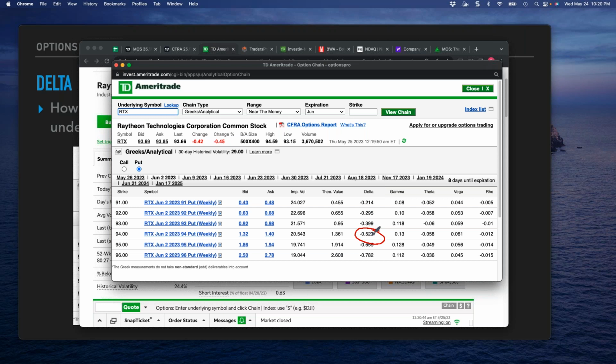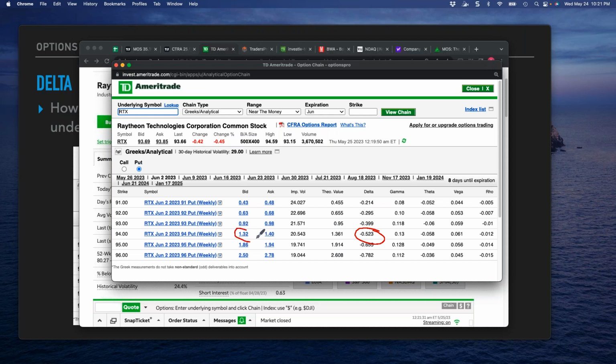This 50.523 value means that for every $1 that RTX changes in price, the June week 2 94 put will also change in value by a little over 52 cents. Now, since we're talking about put options, remember that the logic is reversed. If the stock goes down by $1 and is tomorrow at 92.66, then that means that the option is going to increase in value by 52 cents.